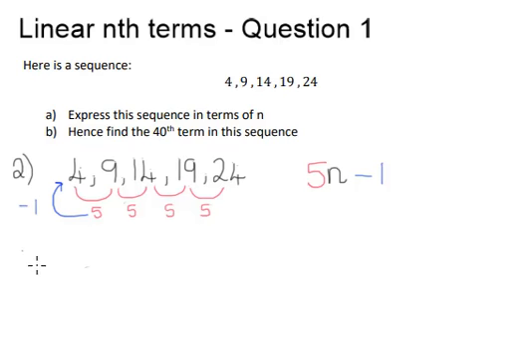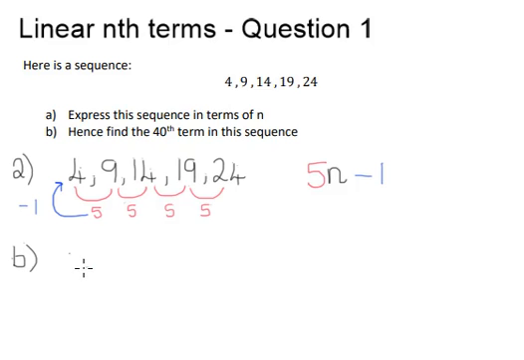Okay, so you're probably wondering why we do this or why this is important. It's really important, in fact, because if I said to you what's the 40th term in this sequence, you would be sat there for ages counting up in fives on your fingers, whereas the nth term makes it a lot quicker. So for instance, in part B, it asks us to find the 40th term.